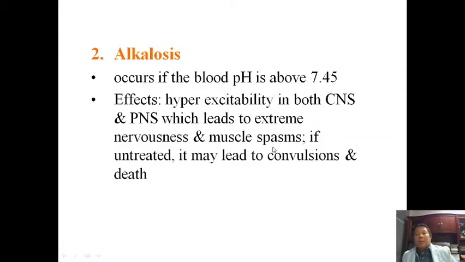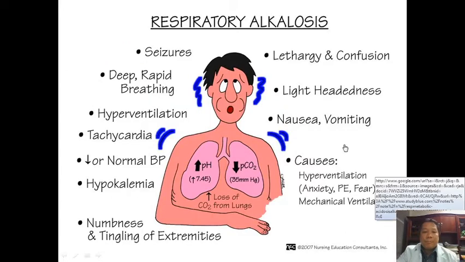How about a pH higher than 7.45? A pH higher than 7.45 leads to alkalosis, and whether it's respiratory or metabolic alkalosis, it can cause hyperexcitability in both the central nervous system and peripheral nervous system, and sometimes this leads to extreme nervousness, muscle spasms, and it can even lead to convulsions and potentially death.